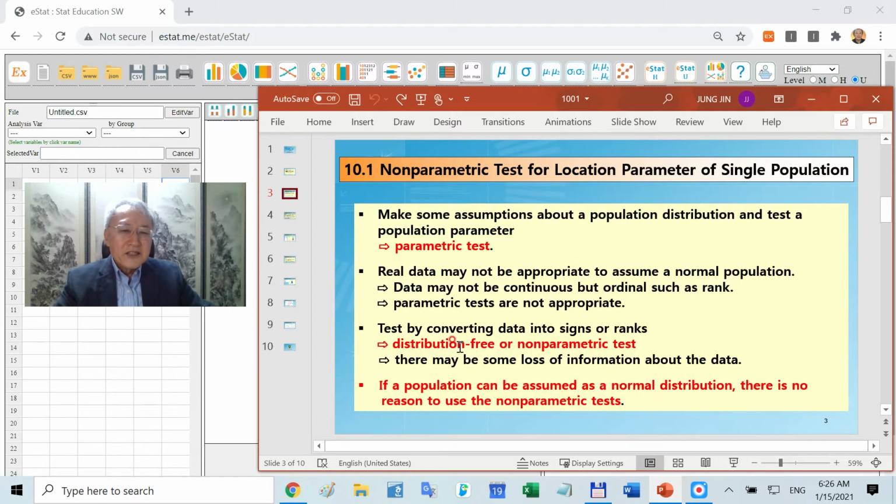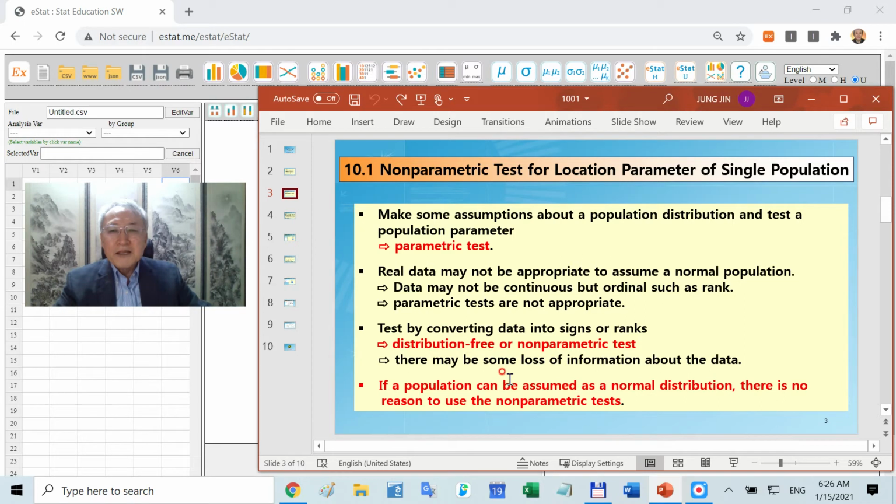In that case, we'd like to convert, transform data into some kind of signs or rank. We call this distribution free or non-parametric test. But be sure that if we are using non-parametric test, since we are doing some kind of transformation of data, you are losing some information about the data. Therefore, you should be careful.